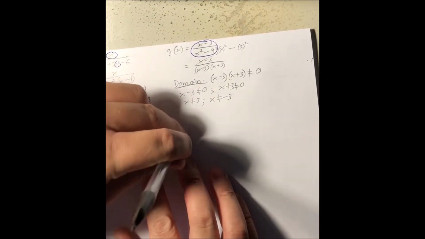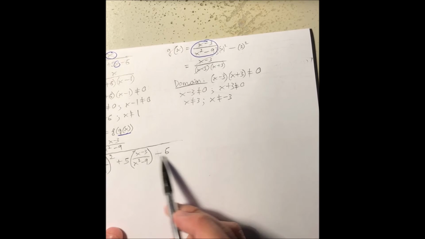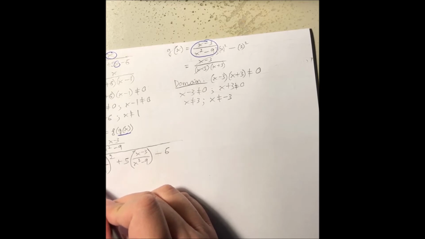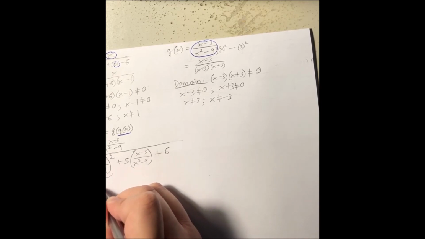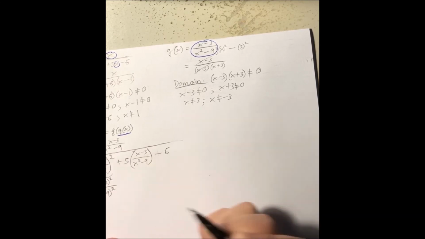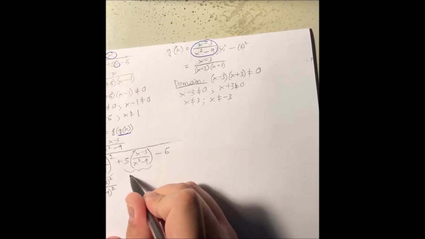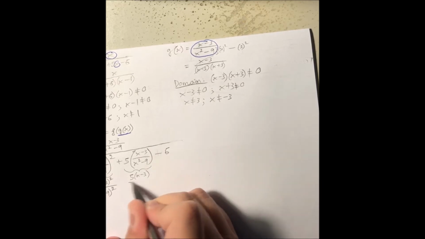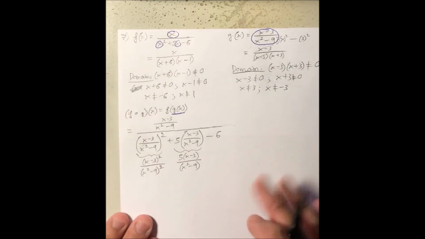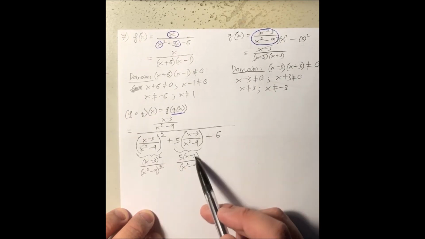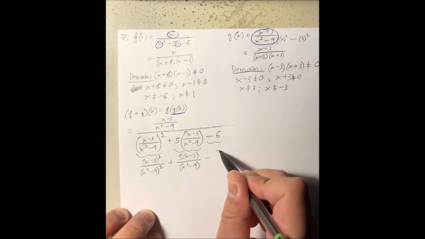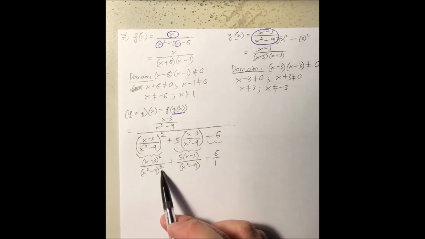Okay, now I want to make sure that all of the denominators are the same. So this term here is actually x minus 3 squared all over x squared minus 9 squared. This one is actually 5 times x minus 3 divided by x squared minus 9 only. Now the 6 here is actually minus 6 over 1. So I want to make sure that all of these denominators are the same.